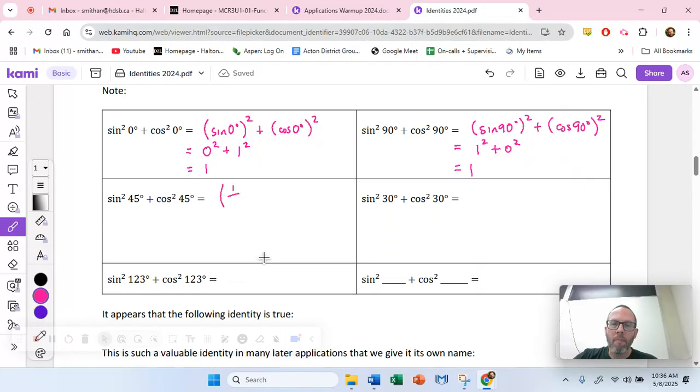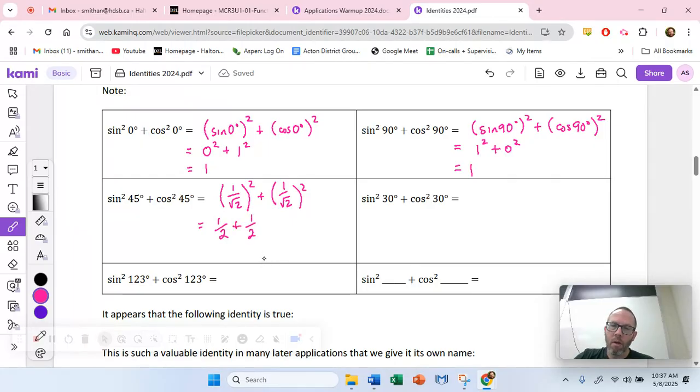So from our special triangles, which I've had you draw several times, the sine of 45 is equal to 1 over root 2. The cosine of 45 is also 1 over root 2. Look what happens when you square these and add them together. 1 over root 2 squared. Well, when you square 1, you get 1. And when you square root 2, you get 2.